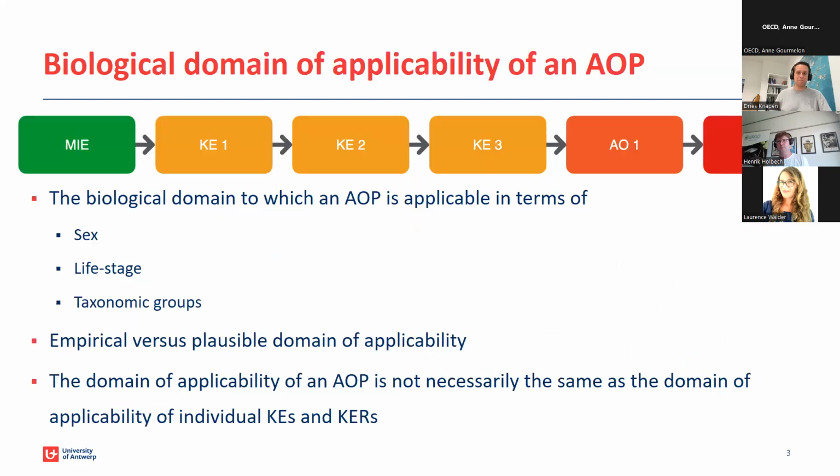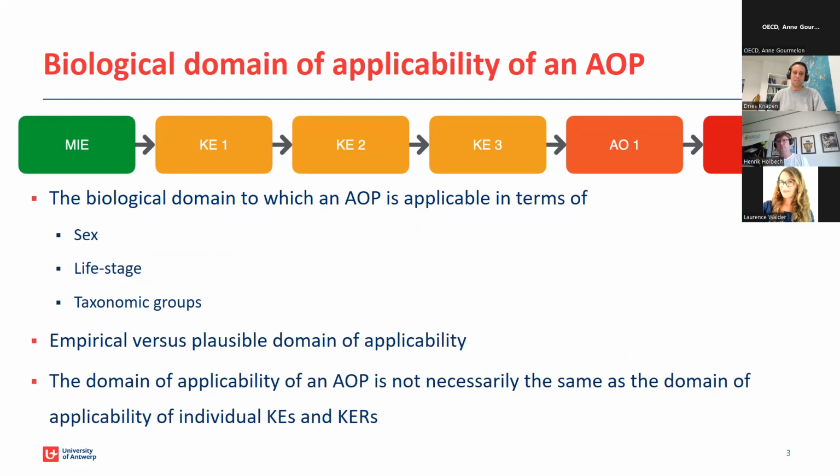So next slide, please. As an introduction, I want to briefly introduce the concept of the biological domain of applicability of an AOP. So the biological domain of applicability is the domain to which an AOP applies in terms of sex, life stage, and taxonomic groups mainly. So it's not just taxonomy, there are other components to that as well. But today we'll be focusing mostly on the taxonomic part of that domain of applicability.